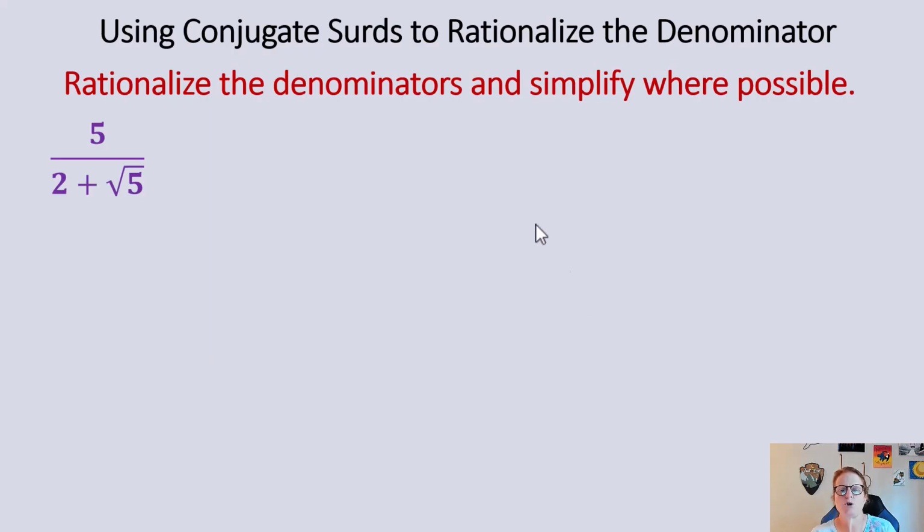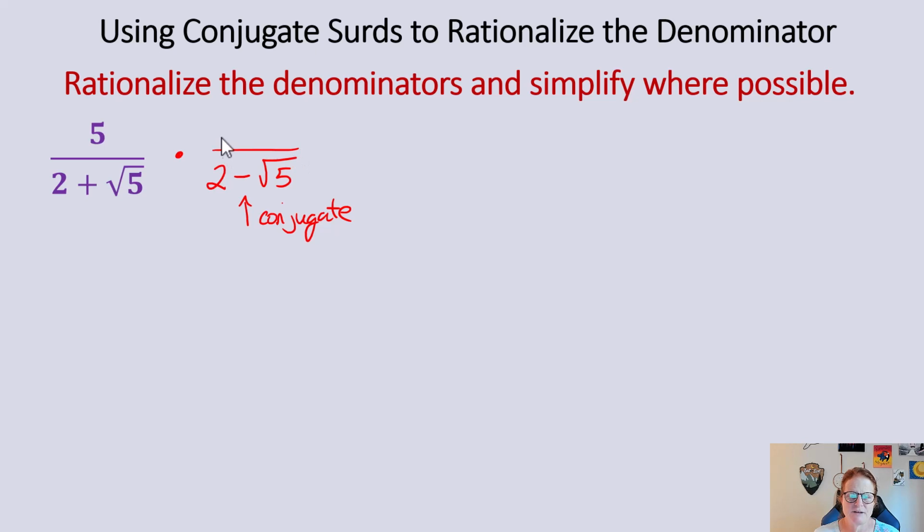All right, so use the conjugate surd to rationalize the denominator. So we have 5 over 2 plus square root of 5. So instead of now just multiplying it by square root of 5 over square root of 5, I can't do that. I have an expression down here. So I'm going to multiply this by the conjugate 2 minus the square root of 5. So this is the conjugate.